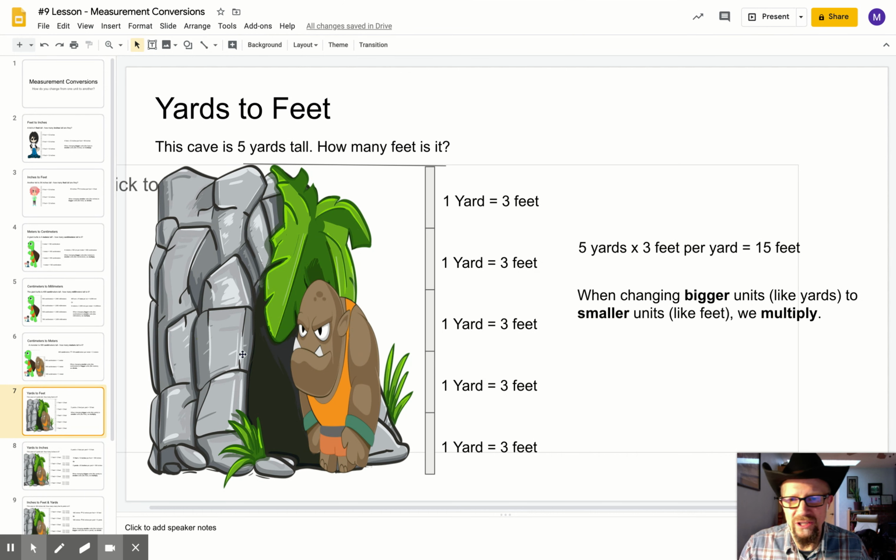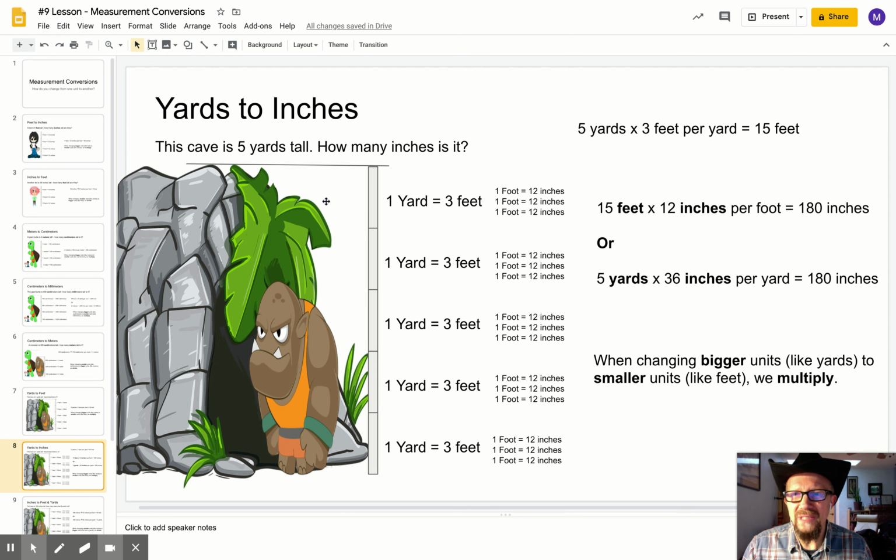Okay, now we're to the monster's cave, and the cave is 5 yards tall. So how many feet is that? Well, there's 3 feet in every yard, and 5 times 3 would be 15 feet. Oh, yeah.